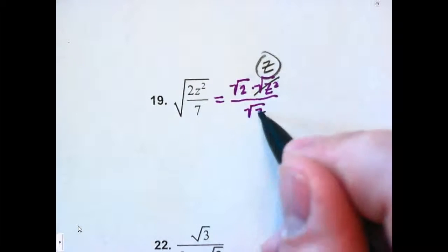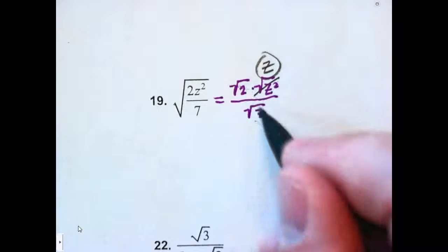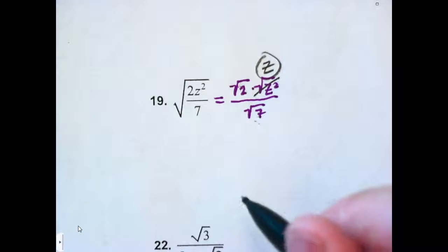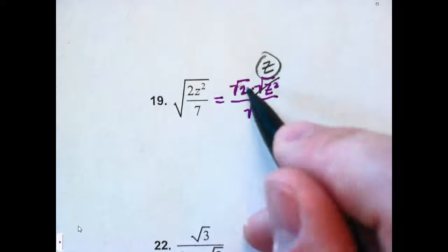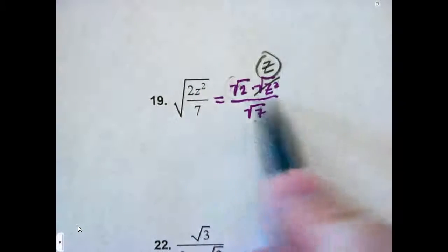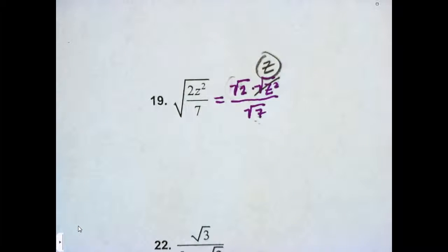Is there any way to reduce these? They're both in radicals, so does 2 go into 7? Can you reduce that fraction? No. So the only other problem then, we're done with this. We can't do anything with that root 2. However, the 7, what's wrong with this? Can't be a radical at the bottom.